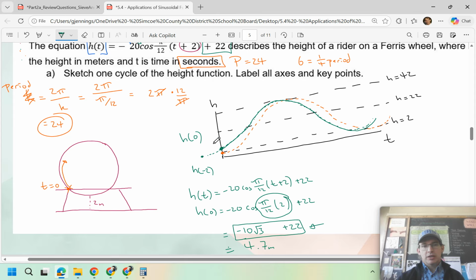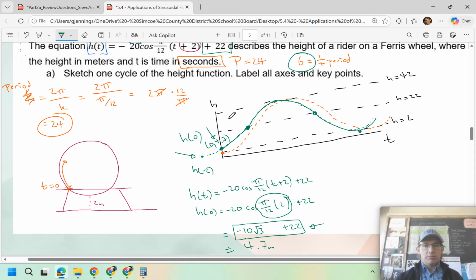So there it is. So that's the point 0, 4.7. Okay, good. Now, where is it going to cross there? Well, I might want to know that point, that point, that point, and that point. Yes, Mr. Weibel? Just find your quarter periods. But do I do quarter periods from here? No, from the minus 2 here. Right. So the quarter period we noticed was going to be 6.